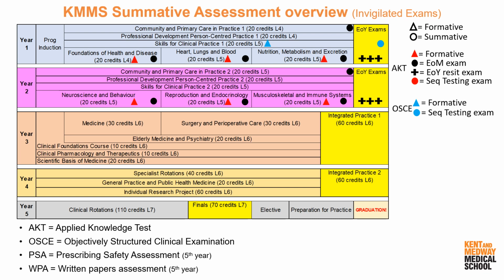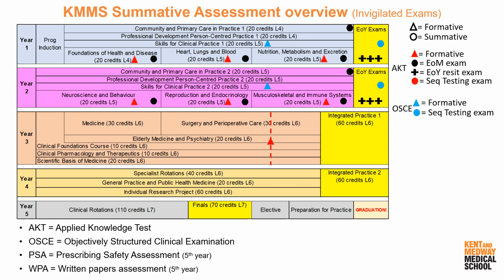There's also the end of module AKT for the Community and Primary Care in Practice 2 module, which is a 30-item AKT looking back at years 1 and 2 for that particular module, learned in the immersion weeks placement for the GP module. Then we also have again our formative OSCE in year 2, also in April, and then the end-of-year summative sequential testing OSCE for year 2. So as you can see, the structure for year 1 and 2 from an invigilated exam perspective is very, very similar.